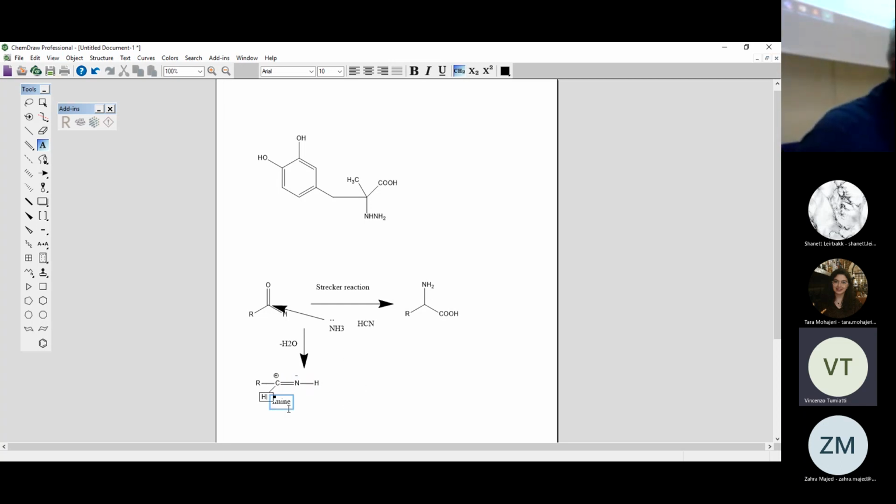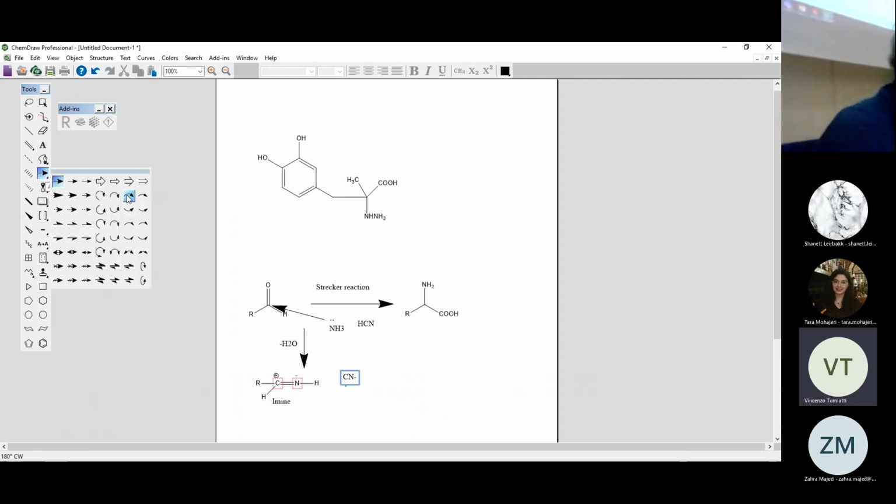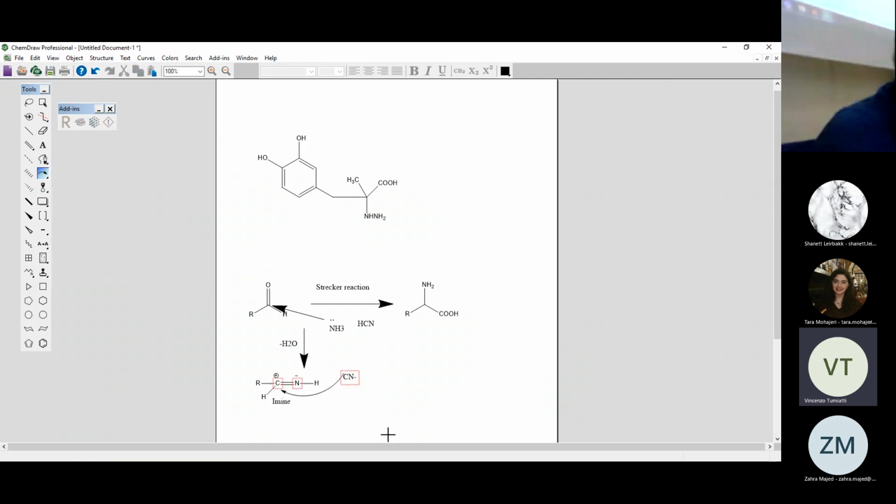So at this point, it is possible the attack of the CN minus ion to the positive carbon. You see? So the product is this one.